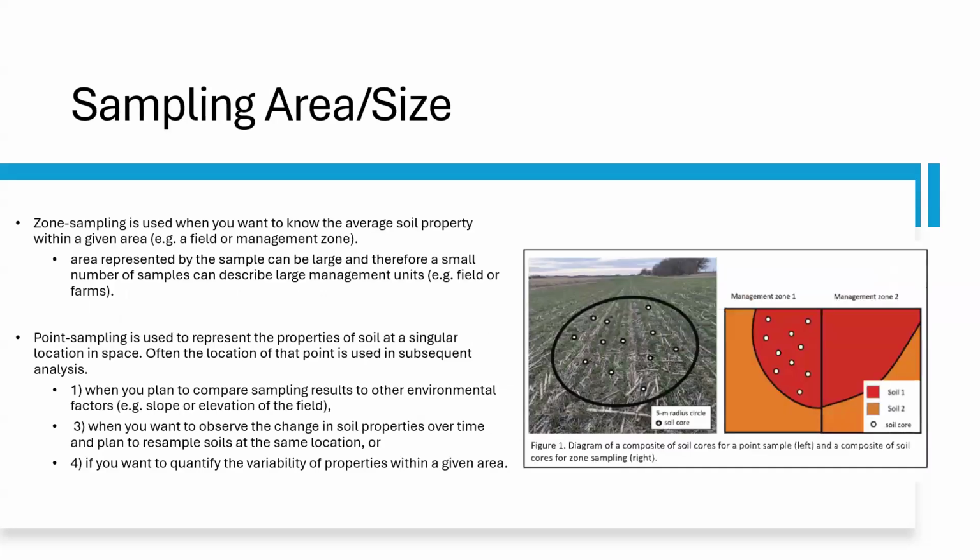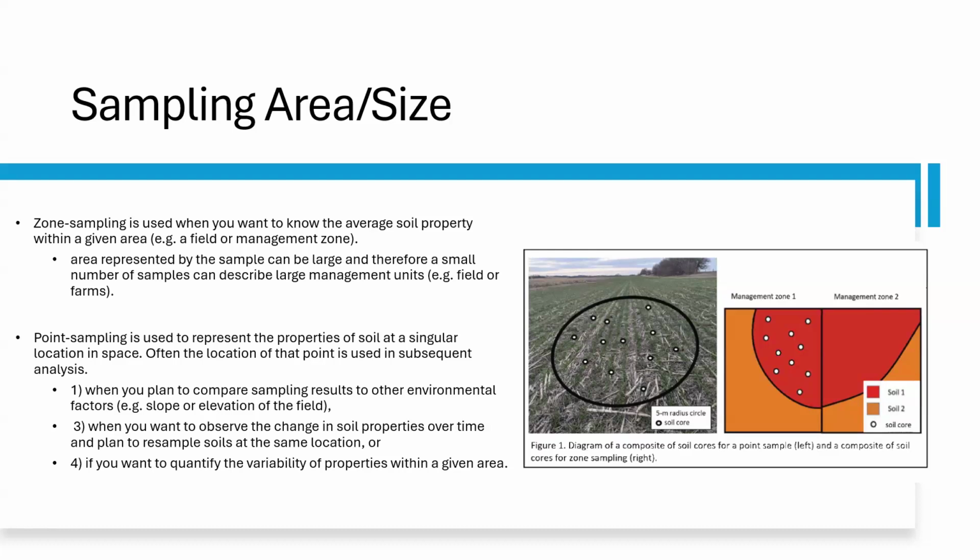Here, if you're trying to monitor change over time from a practice, you may want to use point sampling, right? Which is different than random sampling or zone sampling. So zone sampling is, I would say, what we commonly do, which is where you want to know the average soil property for a given area. And you may have different zones in a field. The zone sampling will give you a result that represents a bigger area.